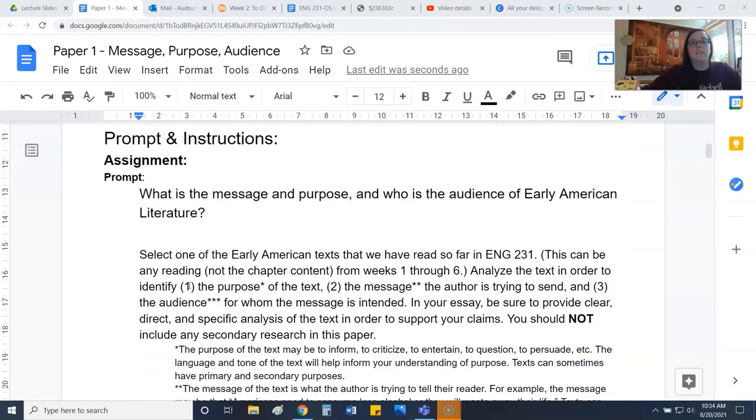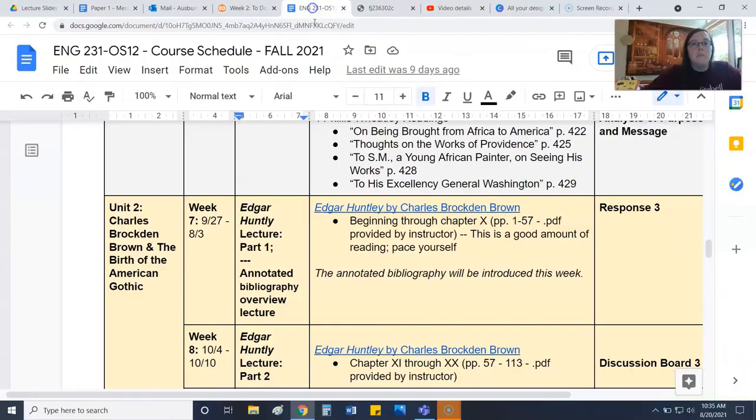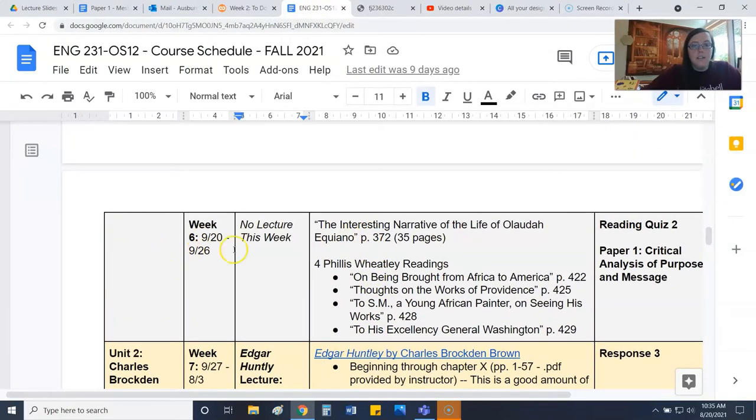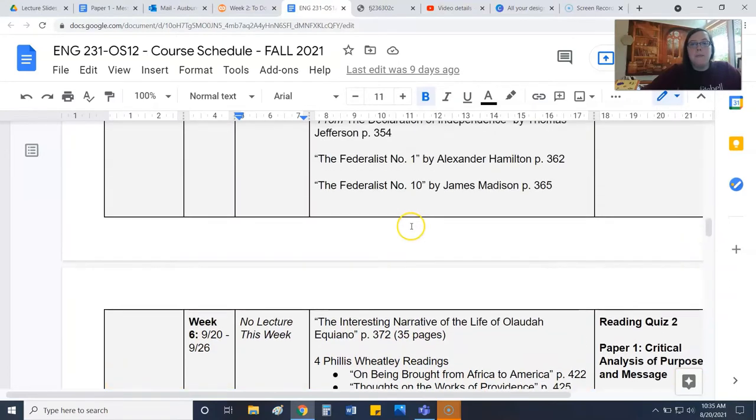The question is, what is the message and purpose, and who is the audience of early American literature? Now this final part seems really broad. I don't need you to answer the question about every single early American text. In fact, I just want you to select one that we've read so far or will read between weeks 1 through 6. Now, I know that we're talking about this early in week 2, so what you might want to do is take a look at the course schedule and see if anything sticks out that might be upcoming.